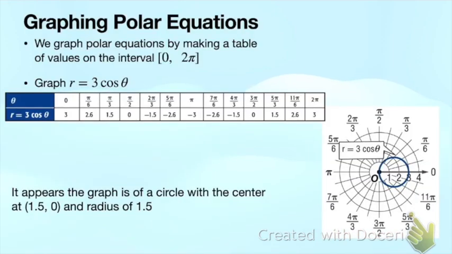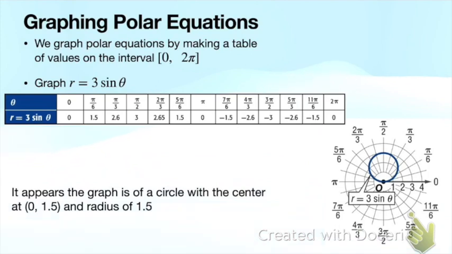So here we have graphing polar equations. We graph polar equations by making tables. So if I have the polar equation r equals 3 cosine theta, we make a table, and we use a bunch of the different angles of the unit circle. We find what the results are, rounded to the nearest tenth. And if you graph this on the polar plane, you would see a circle there, and the circle has a radius of 1.5. But this is what it would look like.